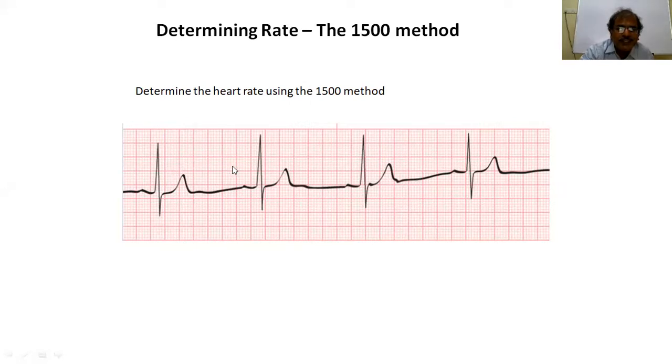So how many big boxes? 1, 2, 3, 4, 5, 6. 6 into 5 is 30. And this side, how many are there? 1, 2, and this side 3, 4, so almost 5. So 35. 1500 by 35 is 43 beats per minute, around 40 beats per minute.